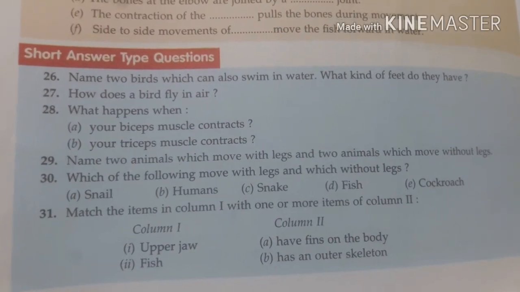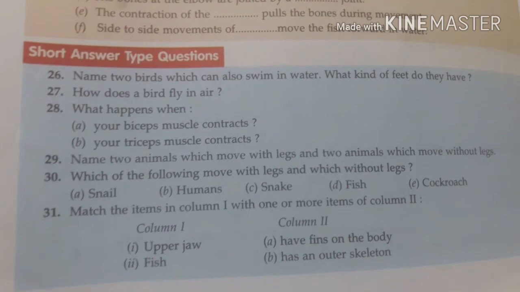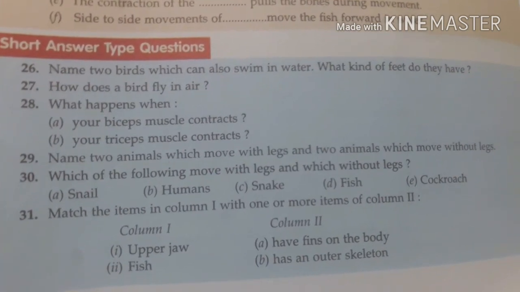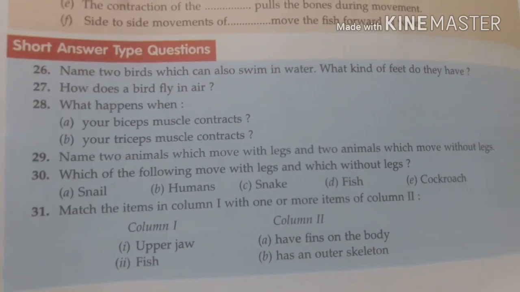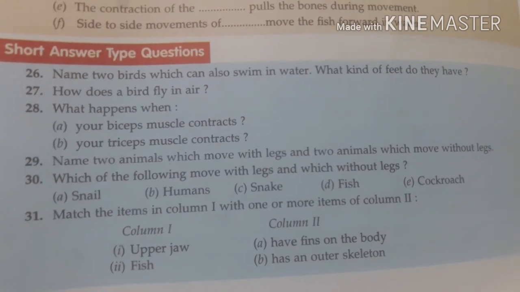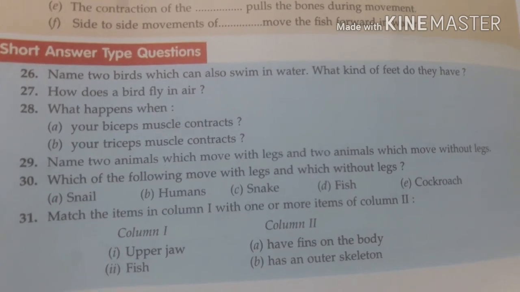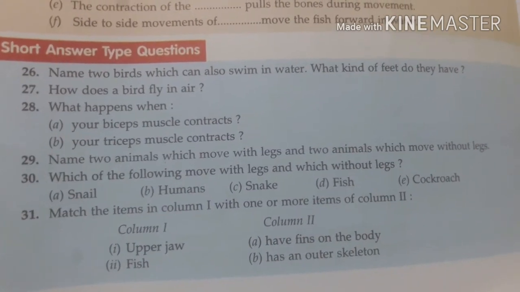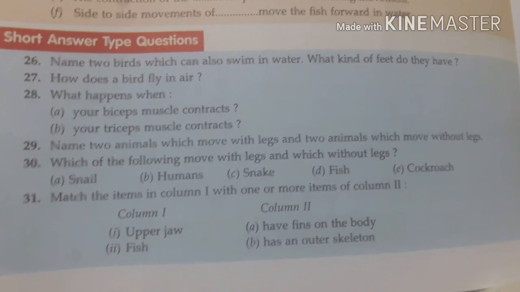How does a bird fly in the air? How does it fly? By downstroke and upstroke with the wings, with the flight muscle, right? What happens when your bicep muscle contracts? Then you are going to fold the hand. When the tricep contracts, then you are going to unfold your hand.